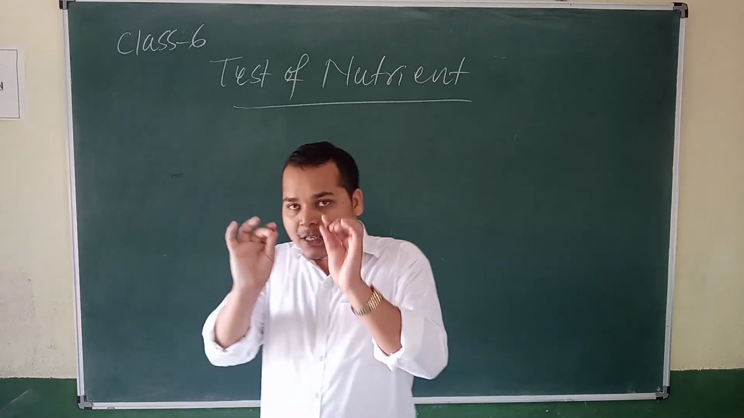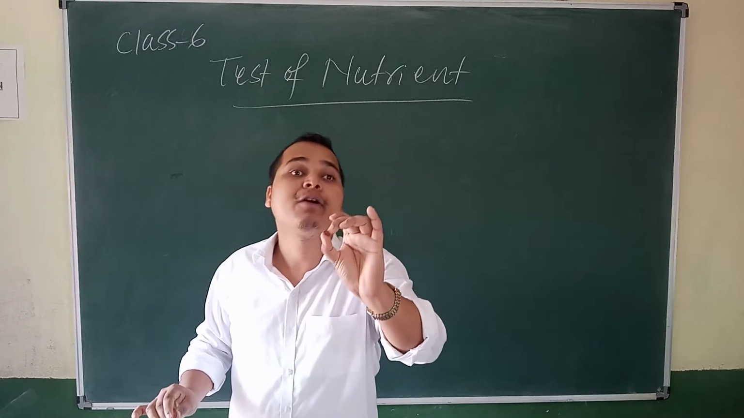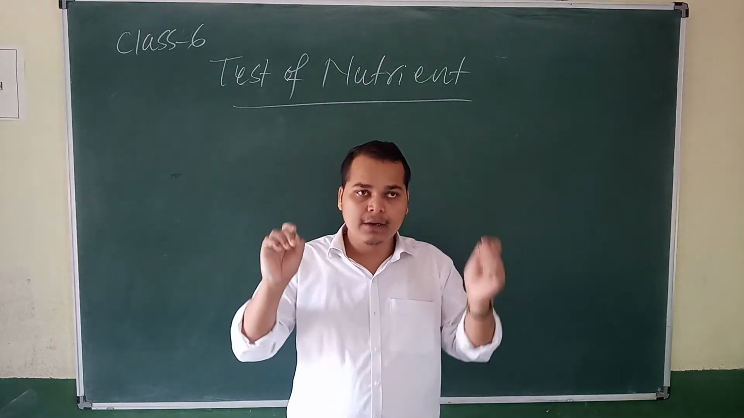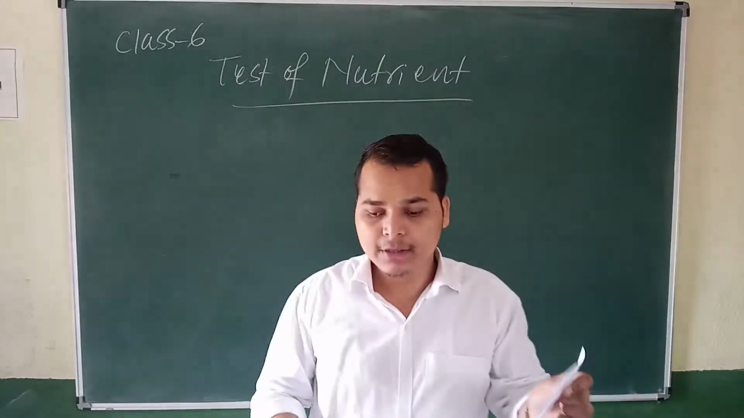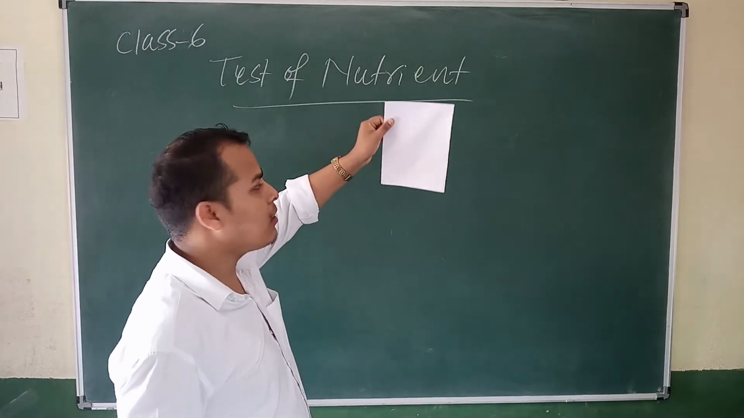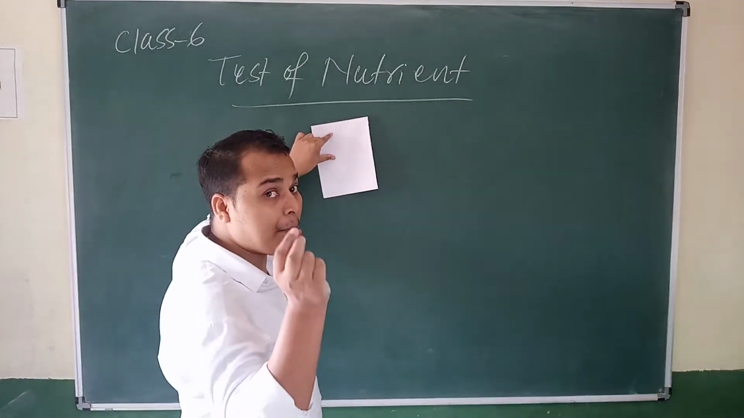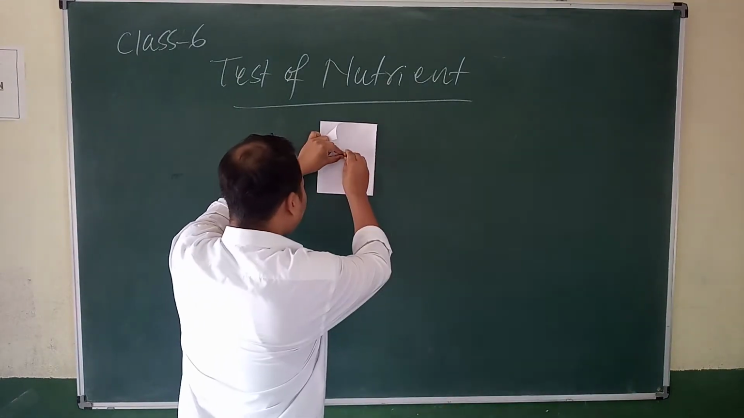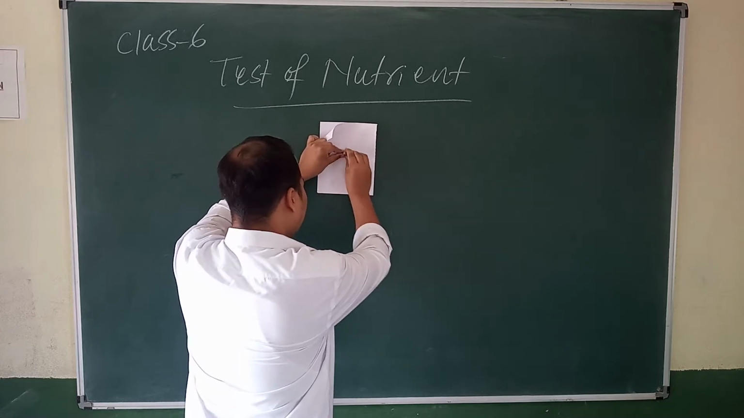Is this a carbohydrate, fat or protein? Take one piece of paper and one groundnut. What will happen? This is one paper and one groundnut. See, this is the groundnut. You take it and wrap, rub it on the paper.